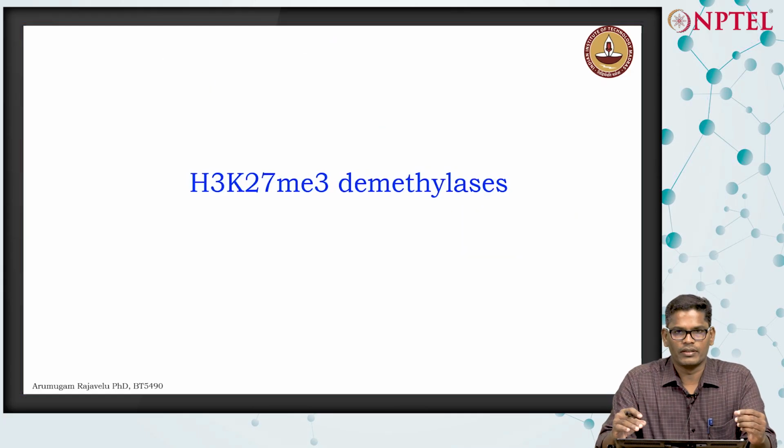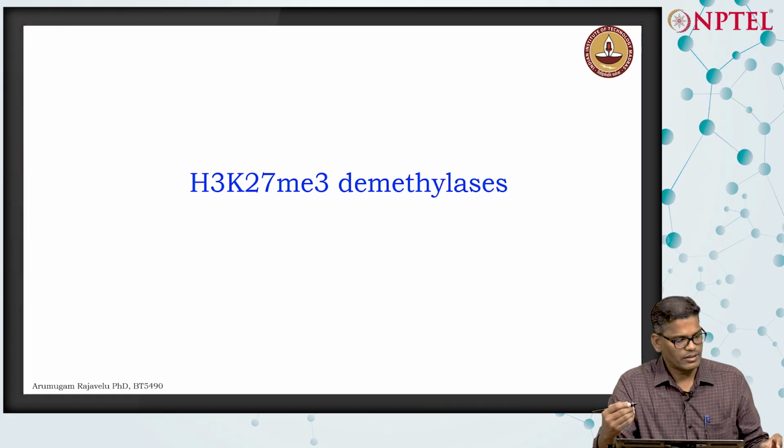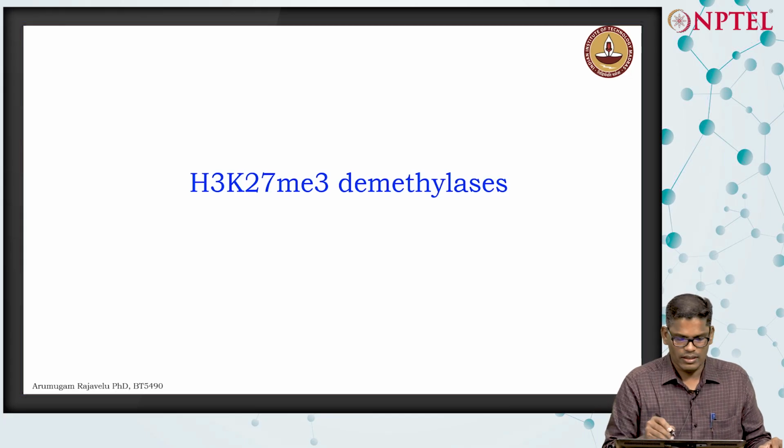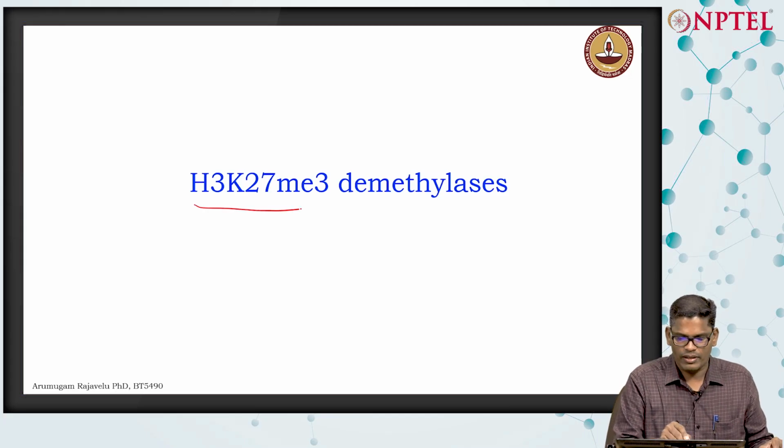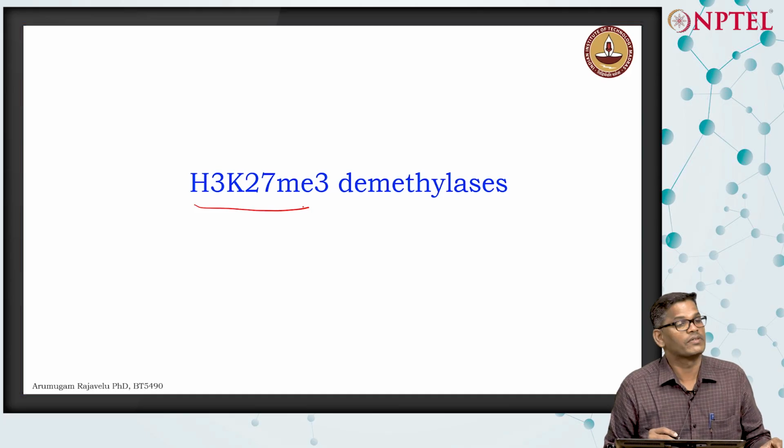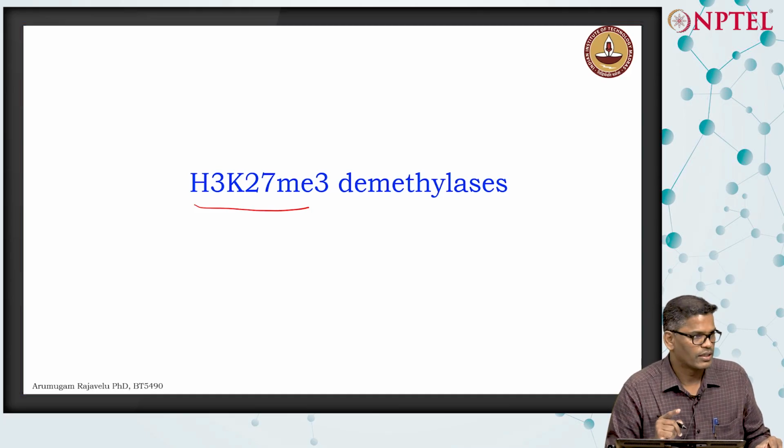Okay. So I explained about LSD, right, and then Jumonji. Both I explained the mechanisms. And Jumonji is mostly a repressive mark-specific demethylase. That means it's an activator protein. And I'm going to explain very briefly the H3K27 demethylase. There's only one protein.